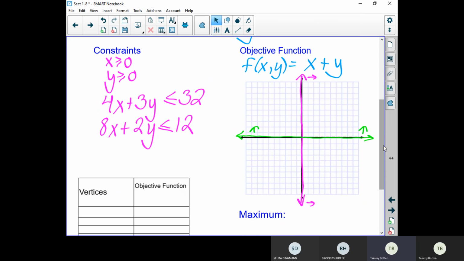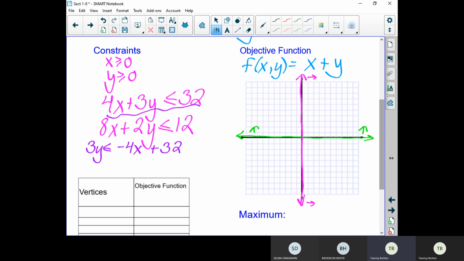Now what I need to do is take this and solve it for y. When I bring that 4x over to the other side, it's going to be a negative 4x, and then I'd have plus 32. Does everybody get that? And then I divide by 3. All right, we'll finish after lunch, okay?